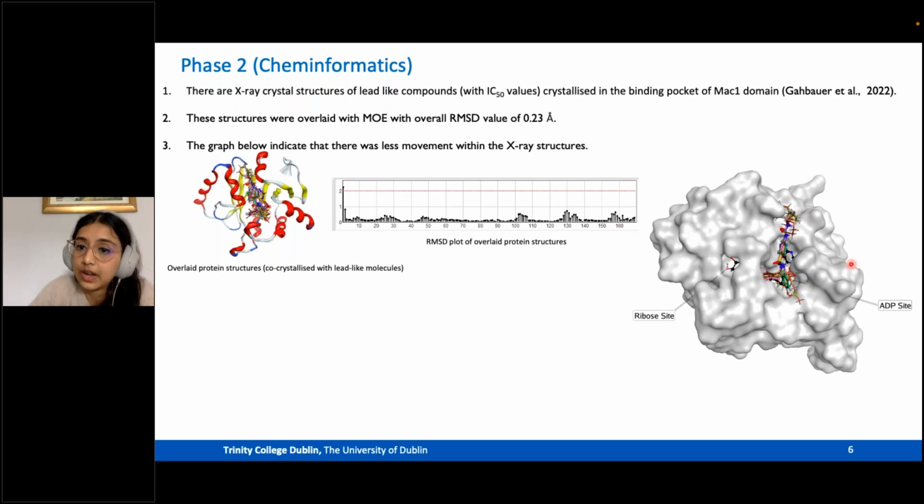This snapshot here is the overlaid crystal structure of the 22 actives, and you can see this is the ADP binding pocket, but surprisingly these actives cover only half of the ADP binding pocket, that's the adenosine site.